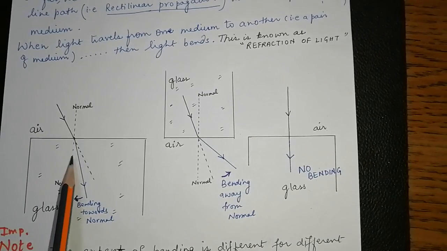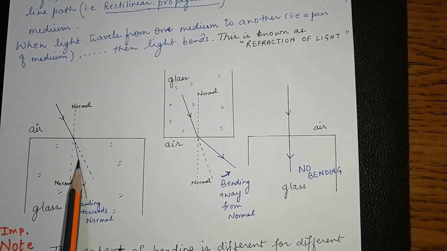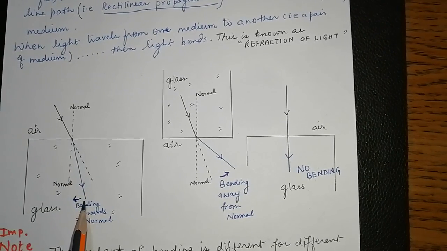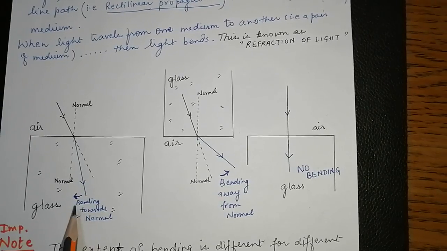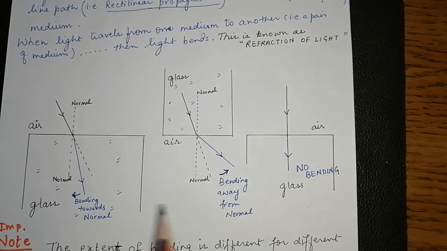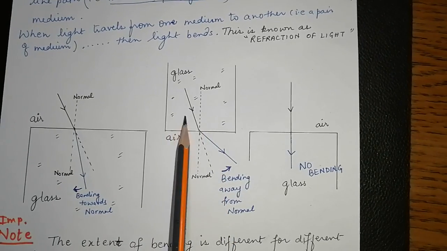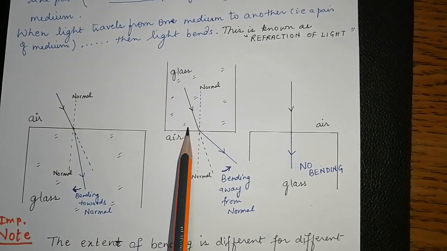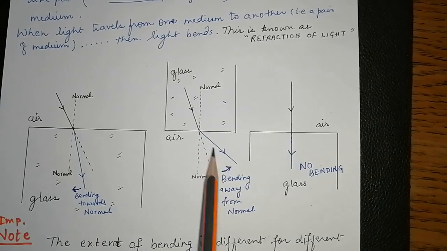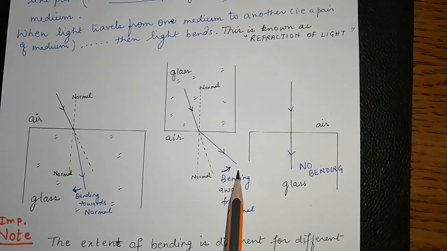At the interface you can see the bending is happening, and once the light enters the glass, it again travels in a straight line. So you see that bending is happening towards the normal. However, if we reverse the situation, that is, allow light to travel from glass and let it pass through air, then the light will bend away from the normal.